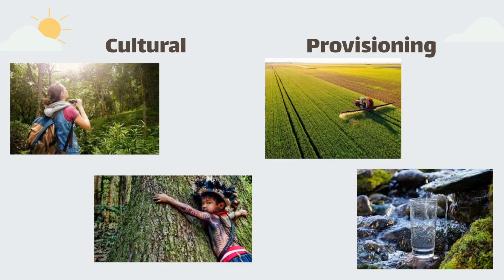Cultural services are non material benefits that people get from ecosystems, such as existence values, ethical values, recreation, or ecotourism. Provisioning services are the products that people get directly from ecosystems, including food, fresh water, fiber, biomass fuel, and even natural medicines.